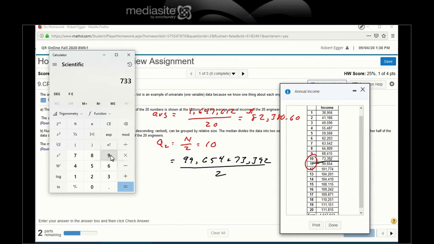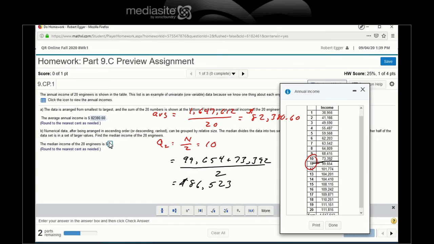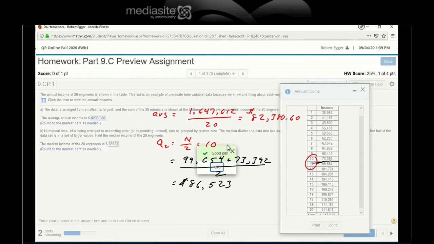$73,392 plus $99,654, divided by 2, or $86,523, which fares reasonably close to the median. $86,523. Okie dokie.